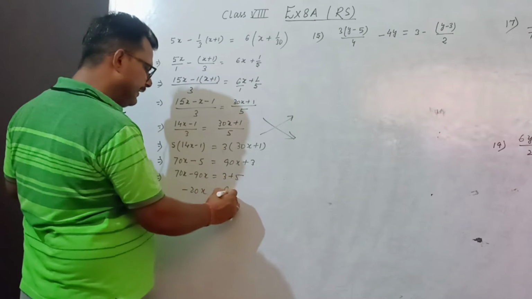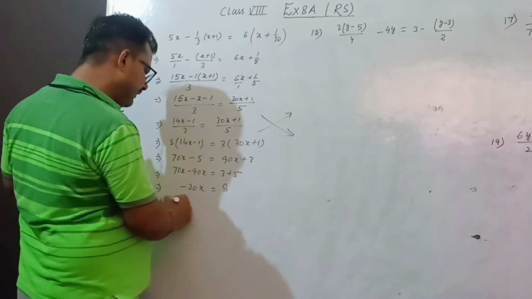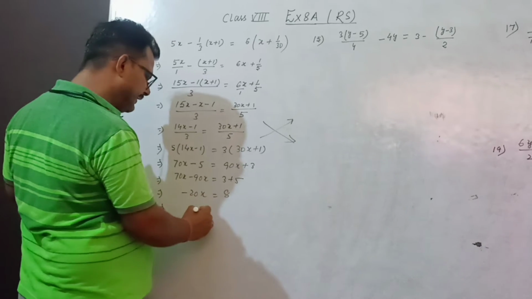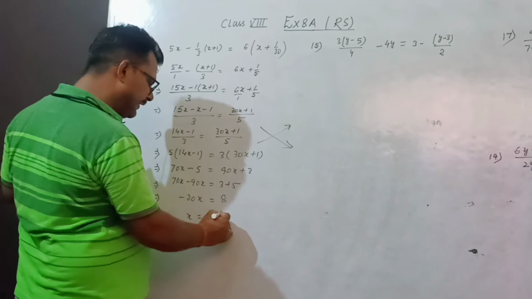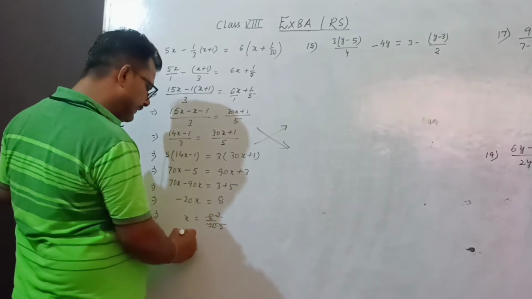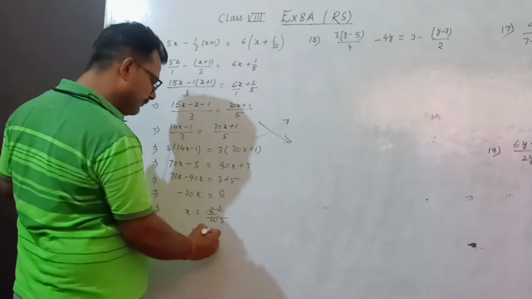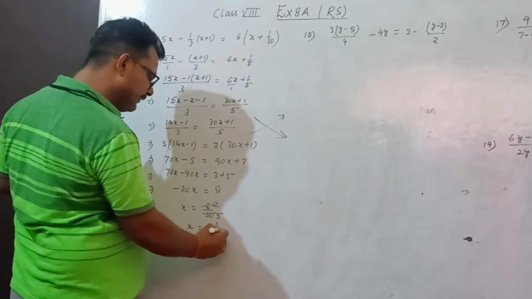Here 8. Then minus 20 is multiplying on this side, so on that side it will divide. 8 by minus 20. 4 times 2 is 8, 4 times 5 is 20. Therefore x is equal to what? Minus 2 by 5. Answer.